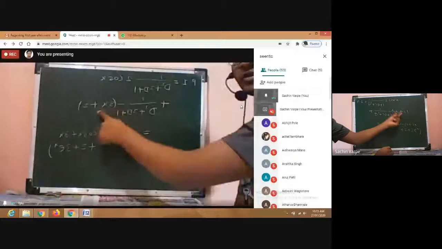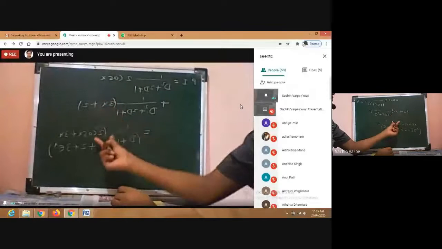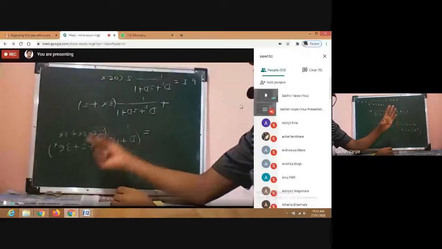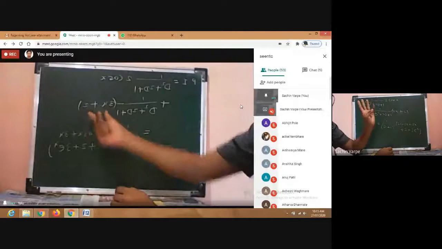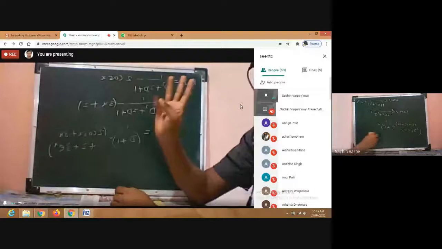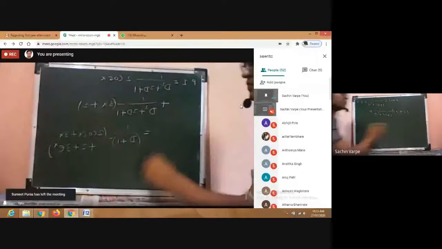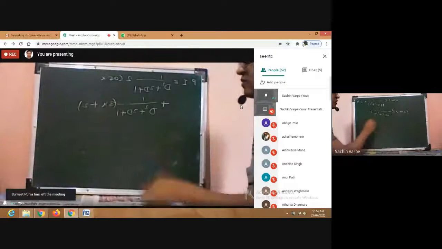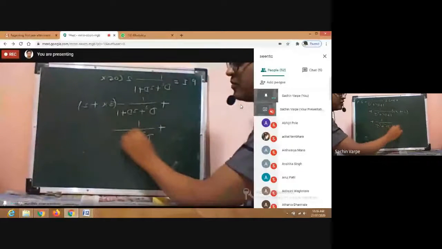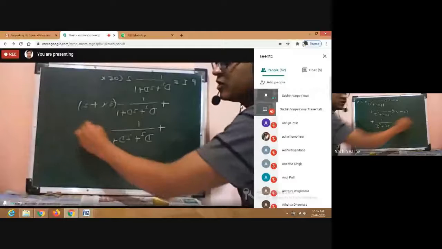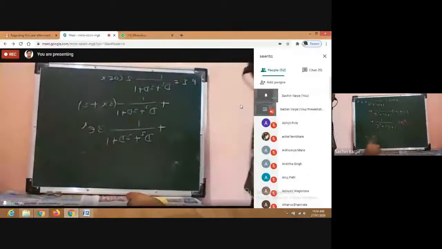3x plus 2. Or you can consider 3x also. In that case, we will get 4 terms. I'm considering 3x plus 2, so I'll be getting only 3 terms, isn't it? And the next is 1 upon d square plus 2d plus 1 into 3 e raised to x. These are the 3 terms.